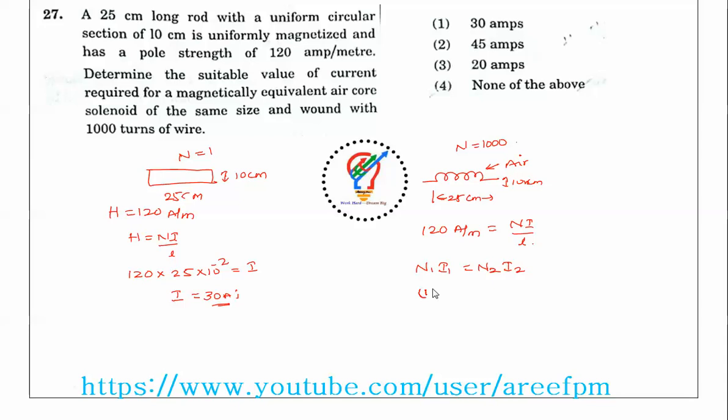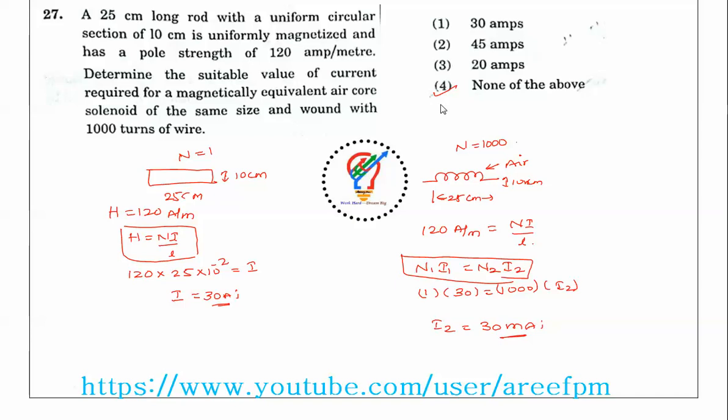So N1 is 1, with 30 amperes, is equal to 1000 N2, and I2 is the current. Here the lengths are the same, that's why I made this conclusion, so don't get confused. I made the conclusion because of the same magnetic field strength, based on this formula. So from this I2 is equal to 30, so it is going to be 30 milliamperes. So the answer is none of the above is the right answer for this question.